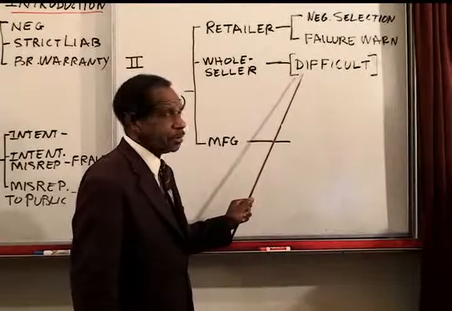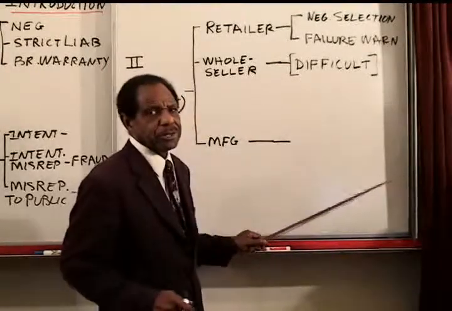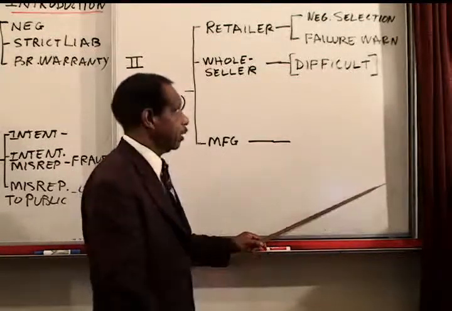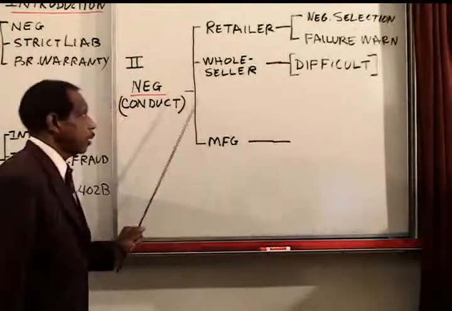Now, mind you, we're just talking about negligence. In strict liability, everyone in the commercial chain of distribution is strictly liable if the product was defective when it left them. We're not talking about strict liability, we're talking about negligence.